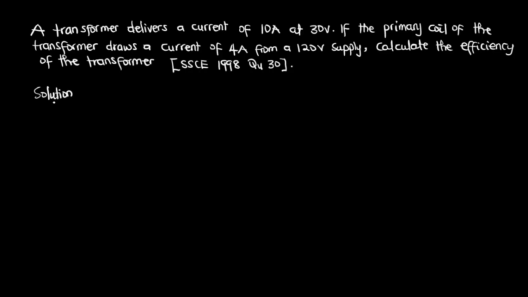Right, if you're watching this video, I believe you've already watched either the first part or the second part of our transformer videos, and you've seen how we solve problems like this, and you know the formula. So here we have a transformer that delivers a current of 10 amperes at 30 volts. We were told that the primary coil of the transformer draws a current, so it means the current in the primary coil, which is IP, is 4 amperes from a 120 volt supply. So the voltage supply, which is EP, is 120 volts.